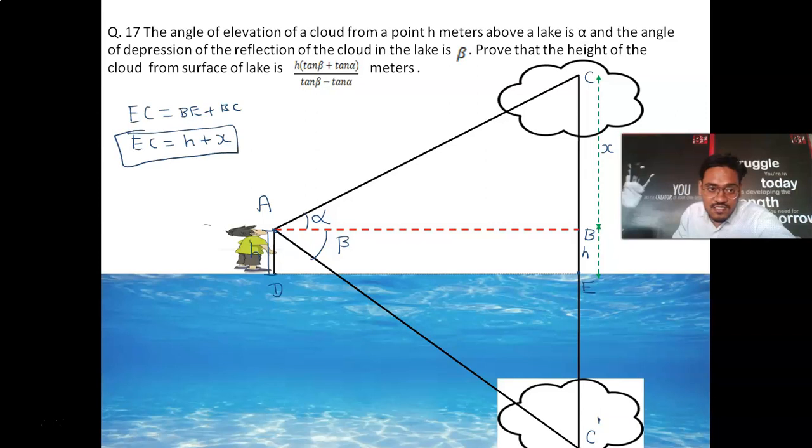Now students, the main concept of this question is that the height of the cloud, that means the height of the point C above the surface of the lake, that is EC, is going to be the same as the depth of the reflection of the cloud in the lake. So here I would write the height EC is going to be equal to EC dash. EC dash.